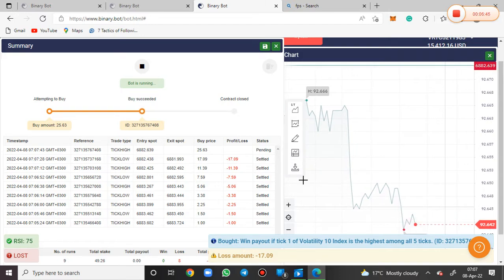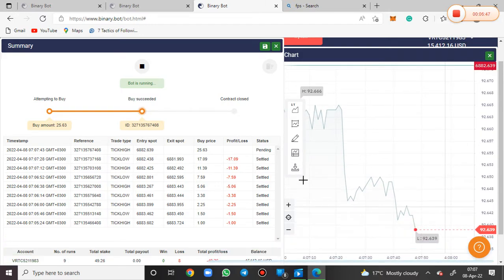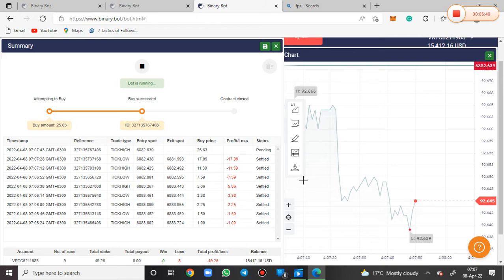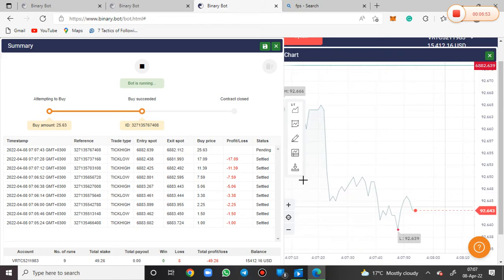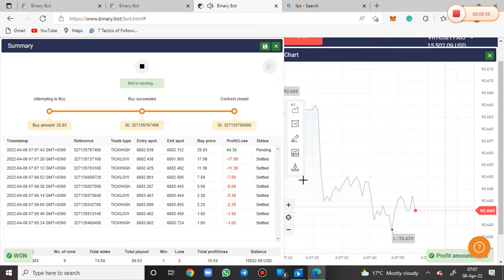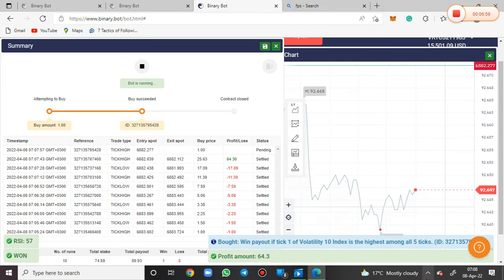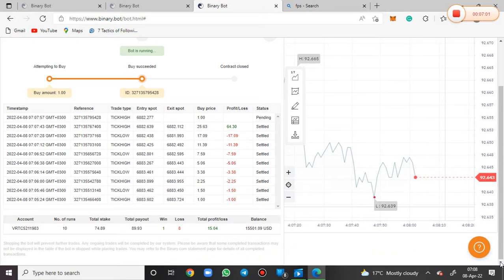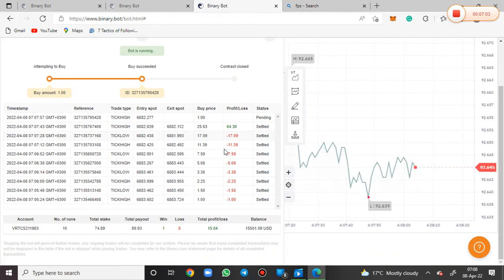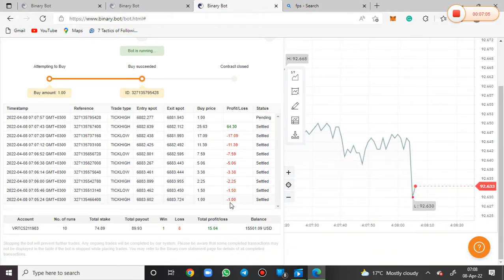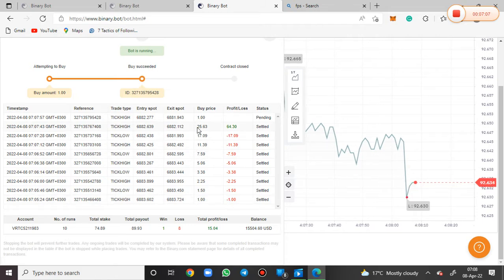Let's proceed and see. So this one, you don't try it on a real account. When you are learning, you learn using the virtual account. Now, just one win after we had lost all these amounts, just one win.